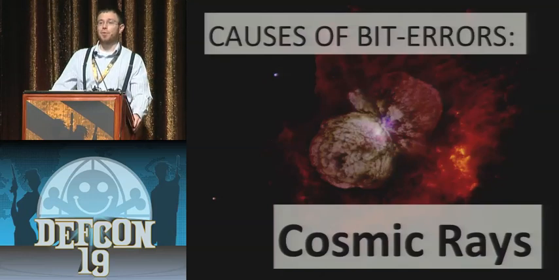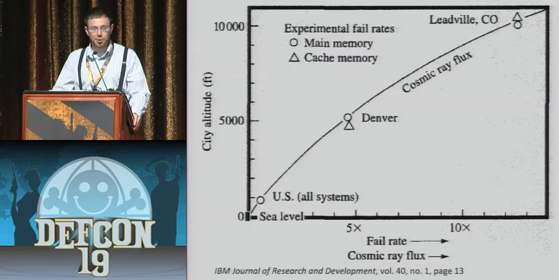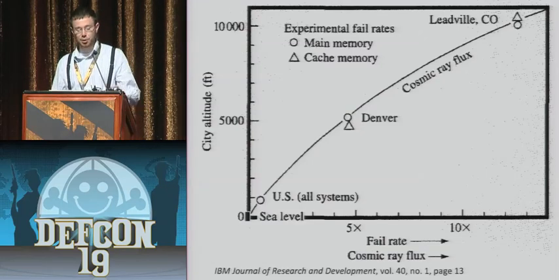Potentially, far from being a remote nuisance, there are some studies that indicate that cosmic rays are actually the #1 source of bit errors at the ground level. This is a graph taken directly from the IBM Journal of Research and Development, volume 40, number 1, page 13, for those who are interested. And what it's plotting here is altitude versus cosmic ray flux, which go hand in hand. The higher up you go, the more cosmic rays there are, since there is less atmosphere.